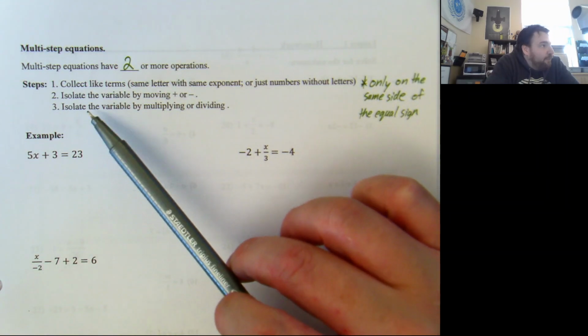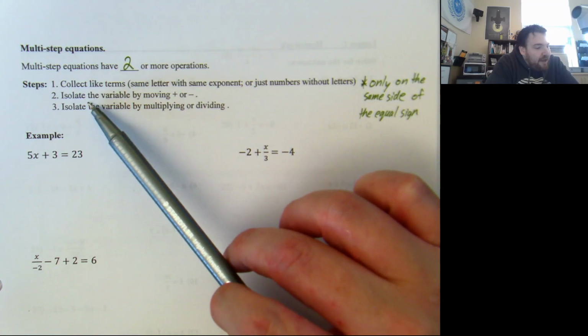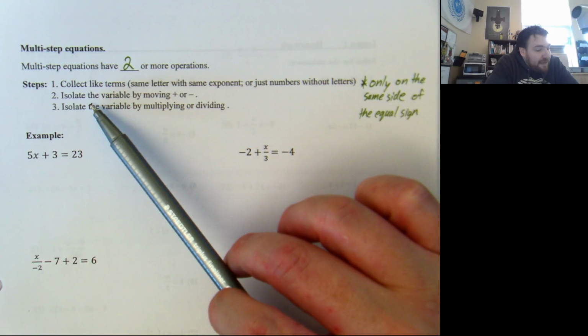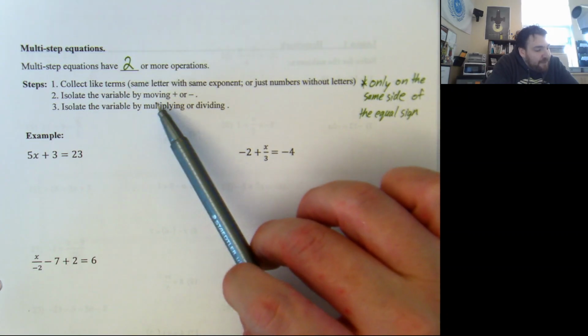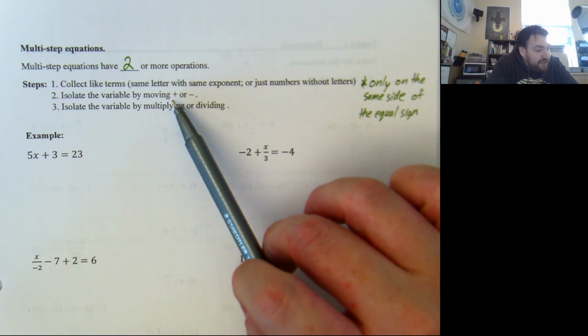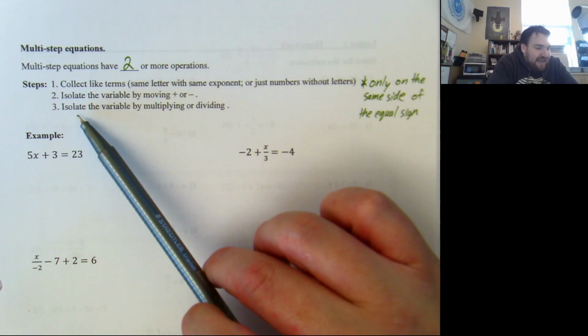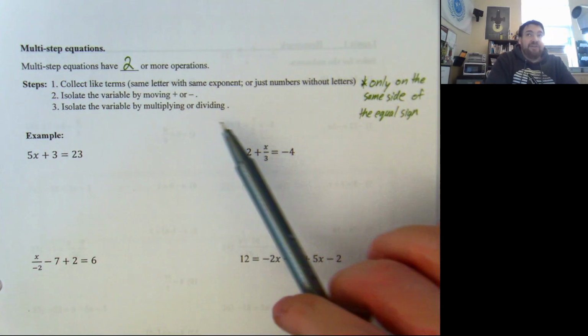Step 2 is to isolate the variable by moving things to the other side, using addition or subtraction. And then lastly, we're going to isolate the variable by multiplying or dividing.